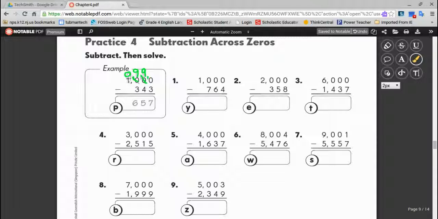So again, just like take one away, add 10 here. Take one away, add 10 here. Take one away of these, add 10 here. Take one away of these, and then you add 10 over here. So then now you can subtract.